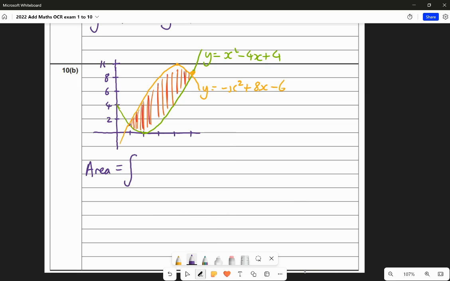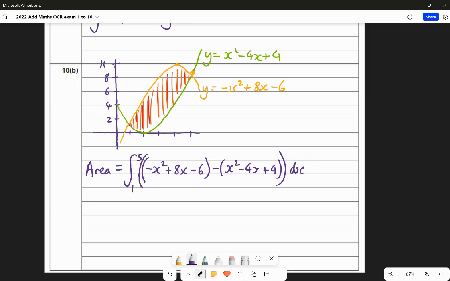So the area is the integral between 1 and 5 of one graph minus the other. So the top graph is the negative quadratic. So negative x squared plus 8x minus 6. Subtract, and I'll put this in a bigger bracket, subtract the other one, x squared minus 4x plus 4, with respect to x. So simplify that first before you do the integration.